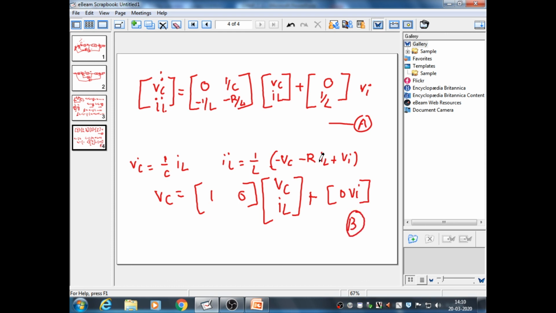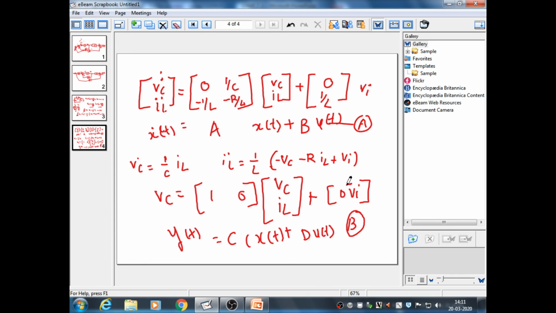The first equation is x dot t is equal to a into x of t plus b into u of t, and y of t is equal to c into x of t plus d into u of t. Sorry, that is my mistake over here. There will be no bracket over here, I'm just erasing it.